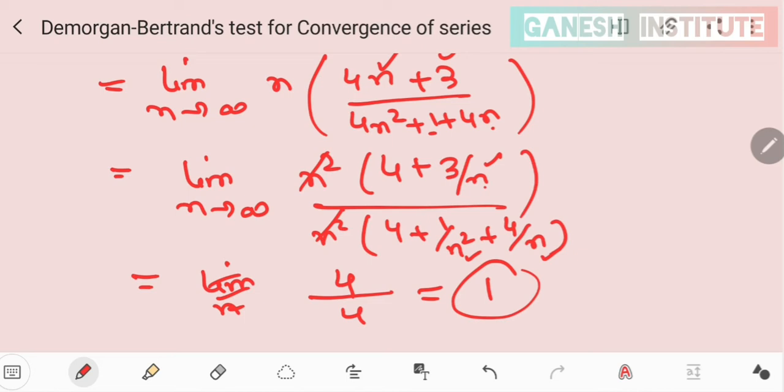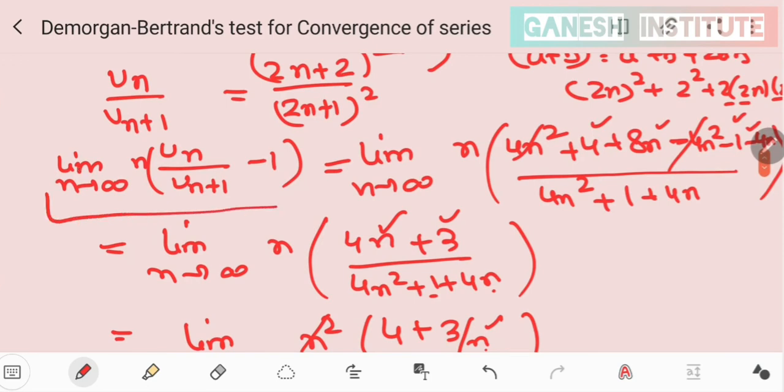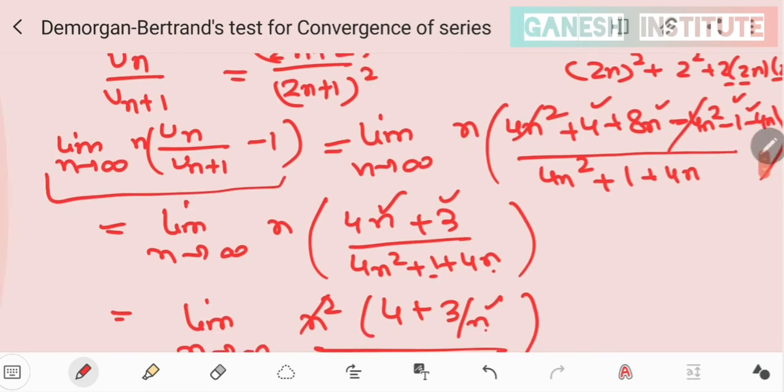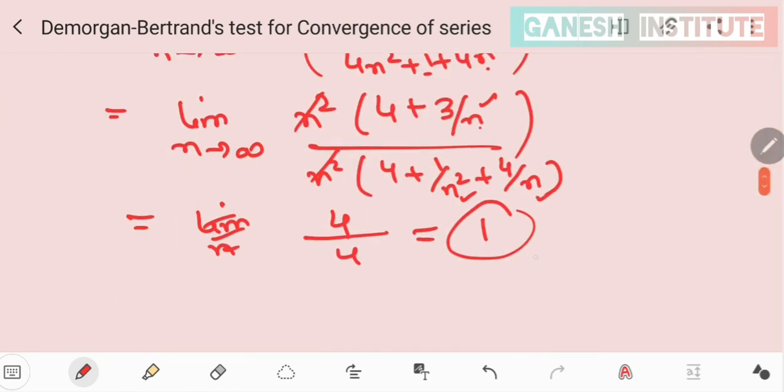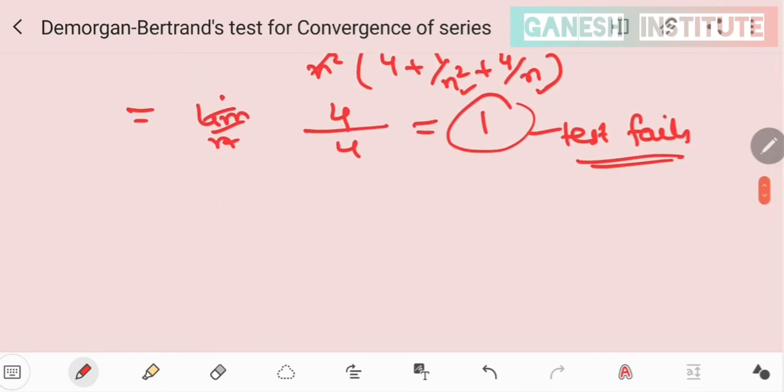So you know there is the same condition with Raabe's test. If you get the value of limit n tends to infinity of un by un plus 1 minus 1 as 1, then again this test fails. So we have to find another test for this. So that's when De Morgan and Bertrand's tests come into the picture.